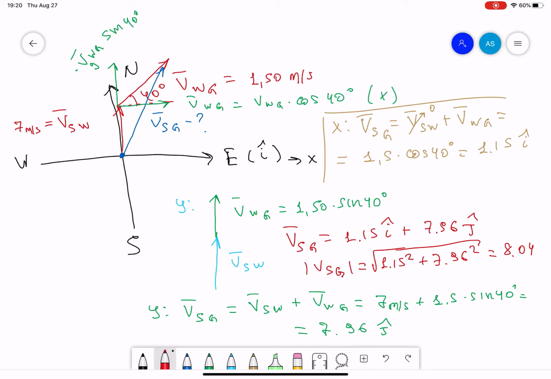What about the angle? The angle is basically this one, let's call it theta. Theta can be found using the inverse tangent: theta is equal to inverse tangent of 7.96 divided by 1.15. After doing the calculation, you can find that your angle is 81 degrees. This is how you solve such a problem.